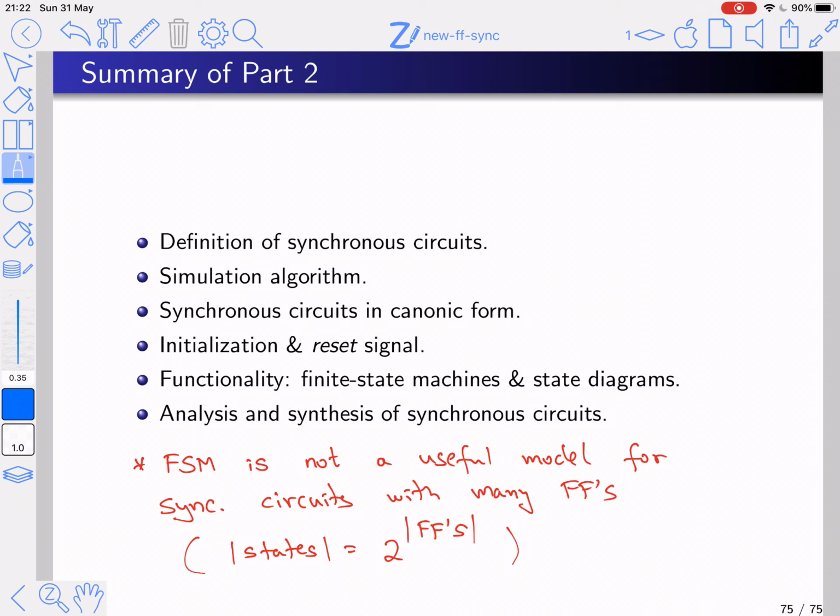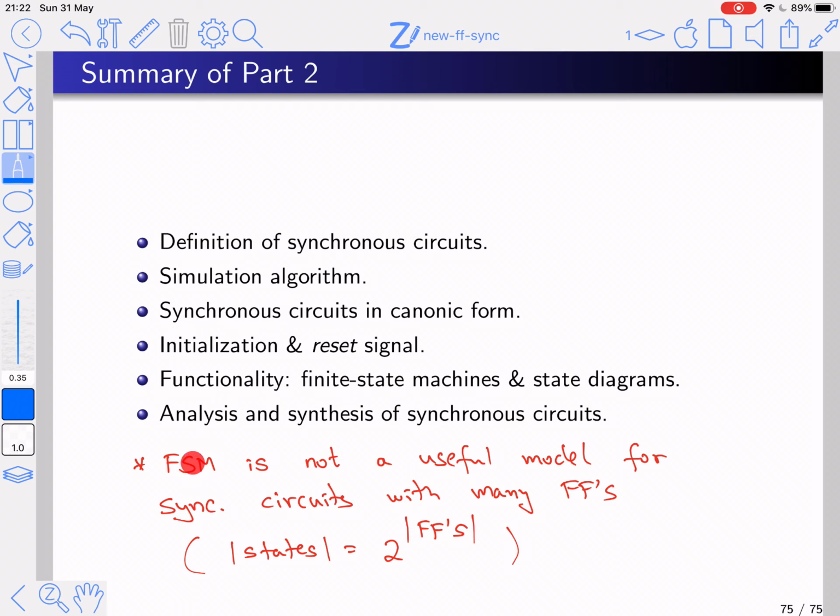Let's summarize what we saw in this part. We defined synchronous circuits. We showed that their functionality is well defined via a simulation algorithm. We presented synchronous circuits in canonic form. We discussed initialization and reset. We saw that the functionality of synchronous circuits can be modeled by finite state machines and state diagrams. We performed analysis and synthesis of synchronous circuits.